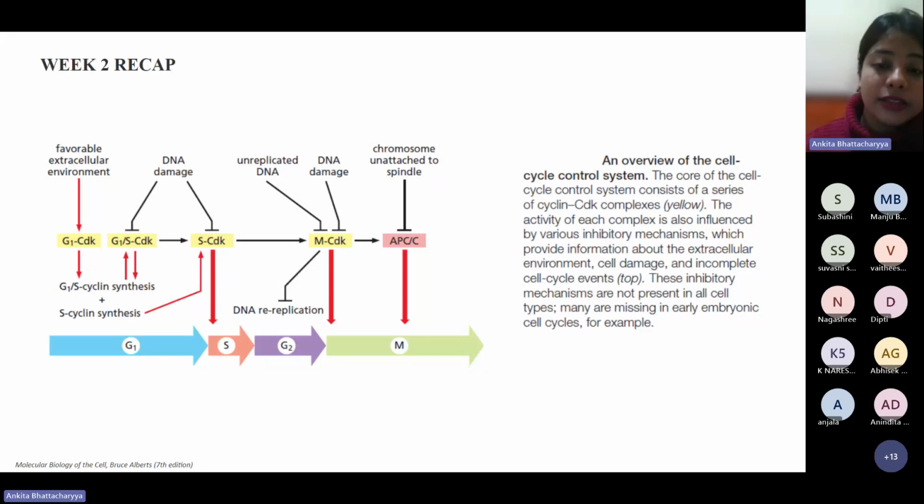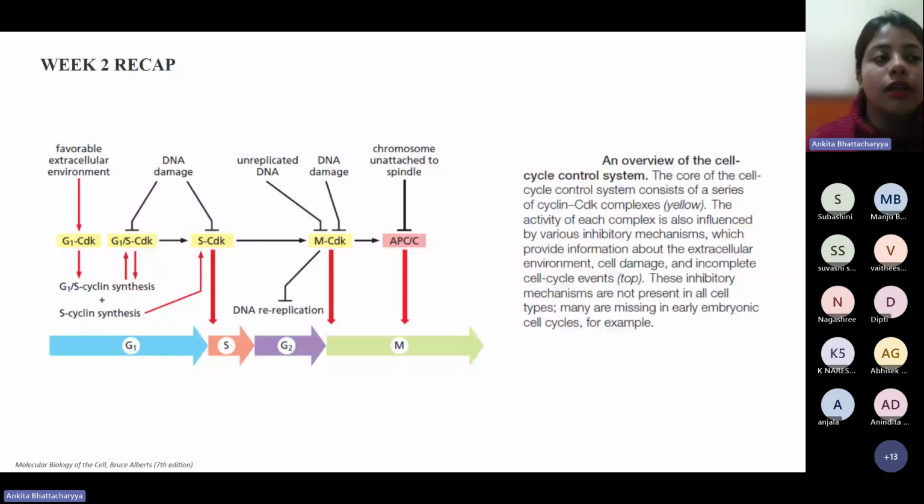So the activity of each of these cyclin CDK complexes is also influenced by various inhibitory mechanisms, which are providing information about, first of all, the extracellular environment. Like I said, that is the first source of stimulus or first indication of what the surrounding condition is and what a cell should do. That is the first factor based on which a cell decides what it needs to do. Second is cell damage. Is there some damage that the cell has encountered?